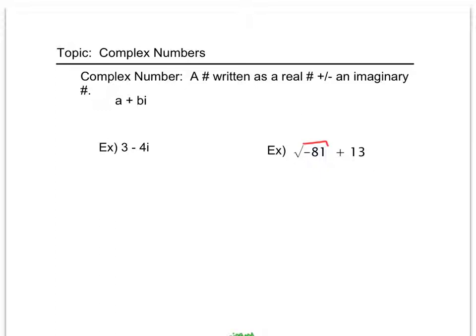It's going to look like a real part and an imaginary part. Oftentimes the real part is referred to as A, and the coefficient on i, so the number of the imaginary part, is considered B. These below are just a couple examples of some complex numbers. So 3 minus 4i, so notice 3 is the real part, 4i is the imaginary part, or minus 4i.